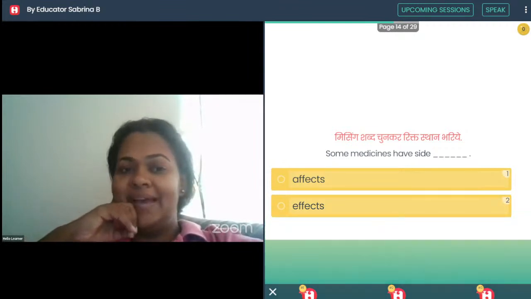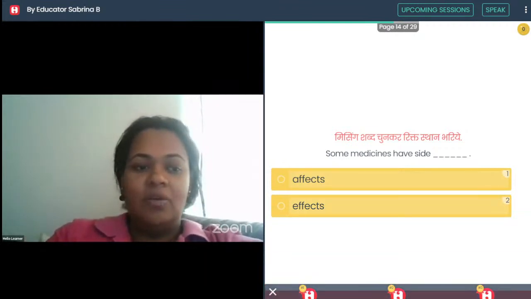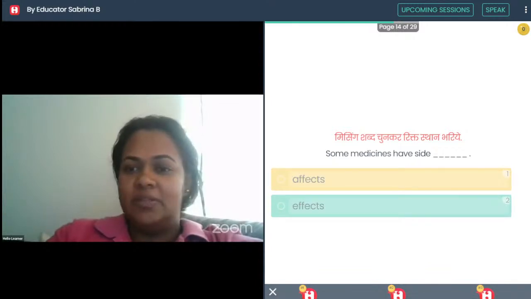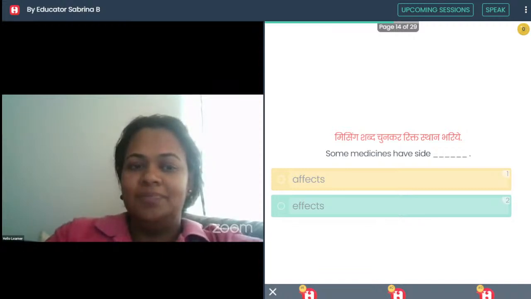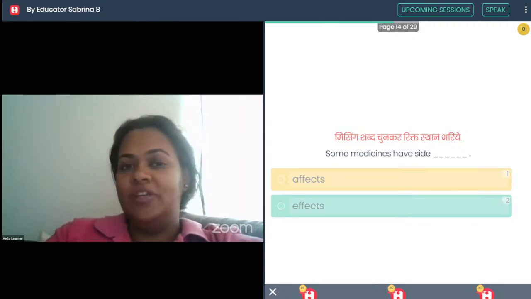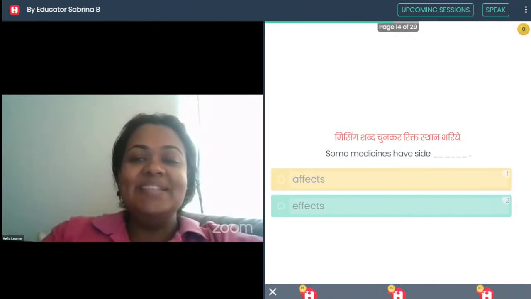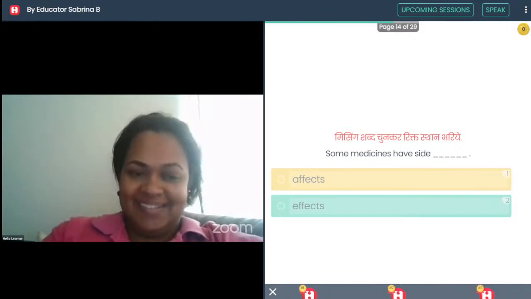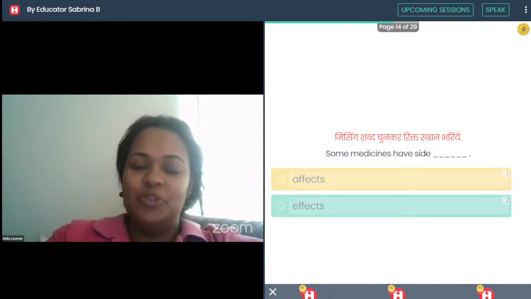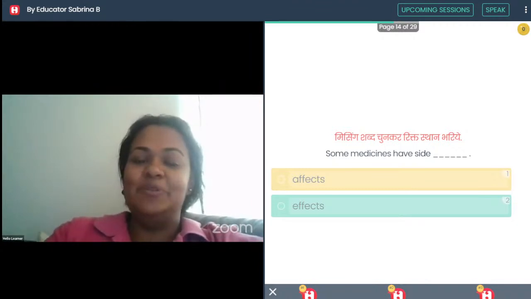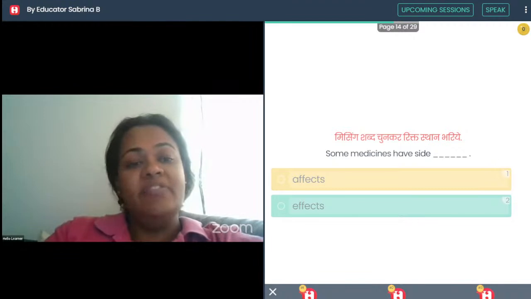Here, some medicines have. Oh, this was easy. I think Rahul or Abhay had mentioned that. Hey, Shobha, you got it wrong. Side effect, not affect. Confusing words, that was the topic of today's class. We have already discussed this topic, but Shobha was not there when we discussed that. So some medicines have side effects.